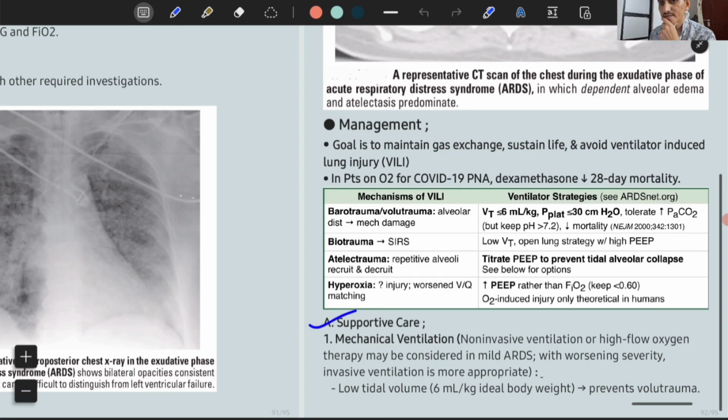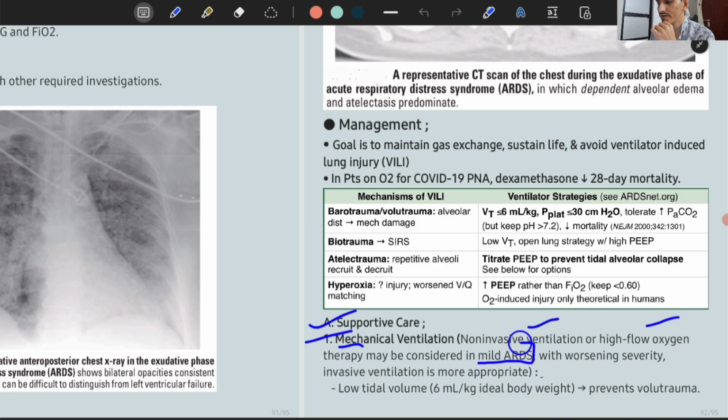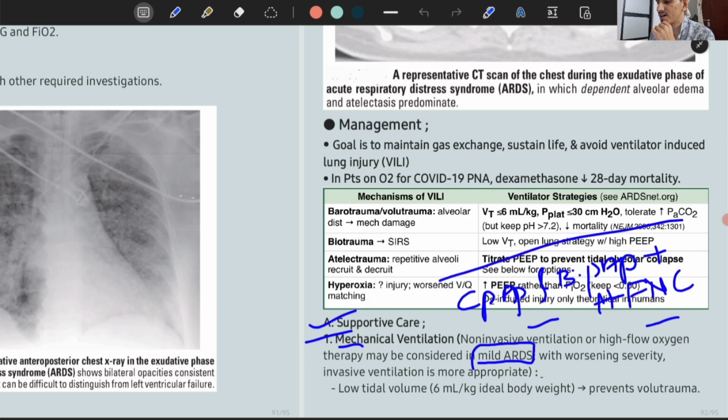First, you will use supportive care till the lung passes through that critical period. So mainly mechanical ventilation, non-invasive ventilation, or high flow oxygen therapy may be considered in mild ARDS. Non-invasive is nothing but CPAP and BiPAP, plus HFNC. These three you can consider in patients with mild ARDS. With worsening severity, you can consider intubation of the patient. Okay, this thing you remember.